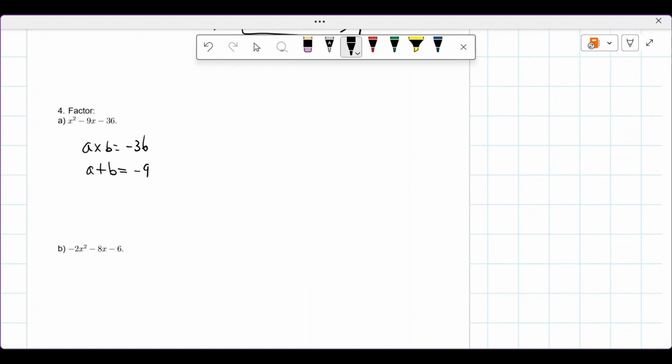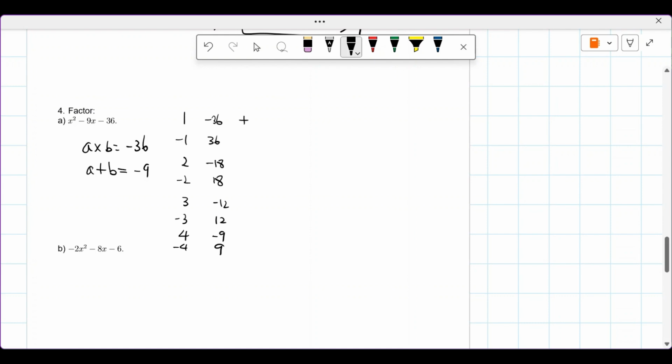There's going to be a bunch of them, but it's going to be either 1, negative 36, negative 1, 36, 2, negative 18, negative 2, 18, 3, negative 12, negative 3, positive 12, 4, negative 9, negative 4, 9, and I think that's it. And let's find the sum of each case.